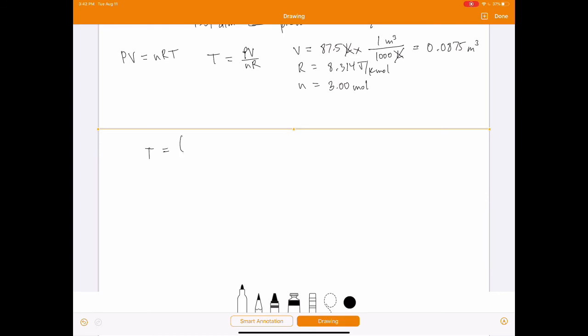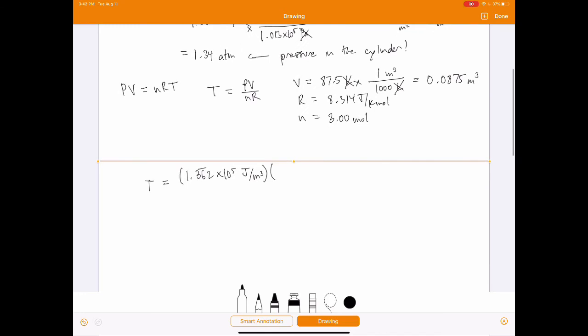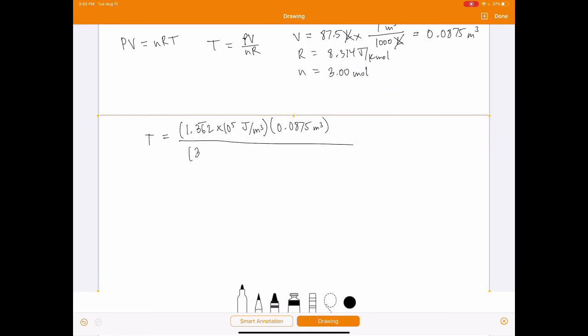is the pressure, which again we found up here to be 1.362 times 10 to the 5, and that's in units of pascals, but I already showed you that that's equivalent to a joule per cubic meter. Okay, then we have the volume, which is 0.0875 cubic meters. Then we'll divide that by nR. n is 3 moles, and R is 8.314 joules per Kelvin mole.